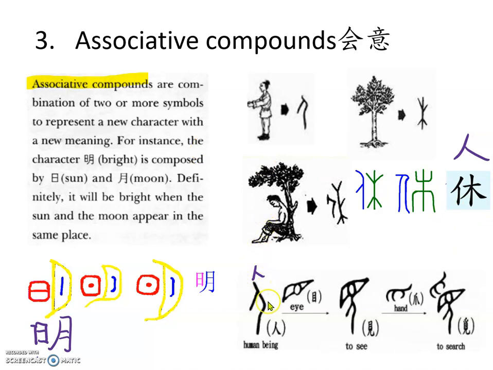Okay, one more example. If we have an eye on top of a 人, which is a person, that character means to see because we exaggerate the eyes. Then if we have a hand, which actually looks like a bird's claw, on top of a person's eye. So if you put your hand above your eye, what you're doing is actually searching for something. So when you put those three together, the word means to search. So associative compounds means you have two or more, could be three, parts of a component, put together to create a new word.